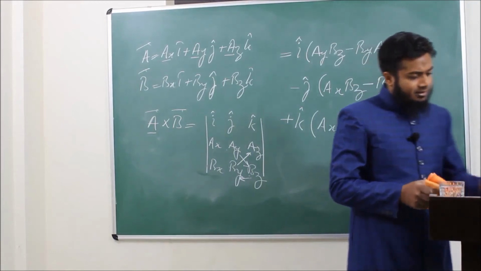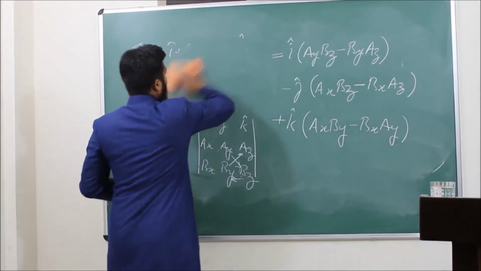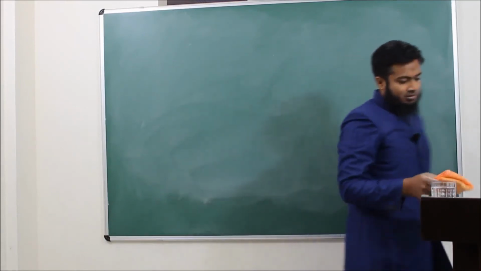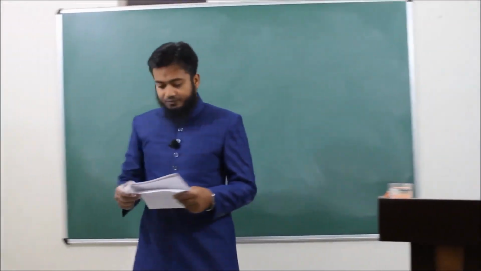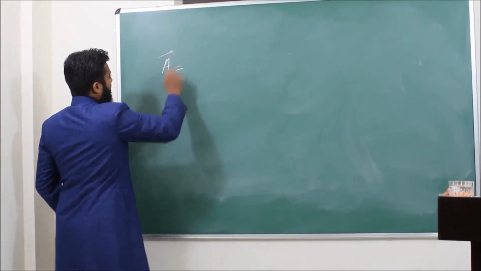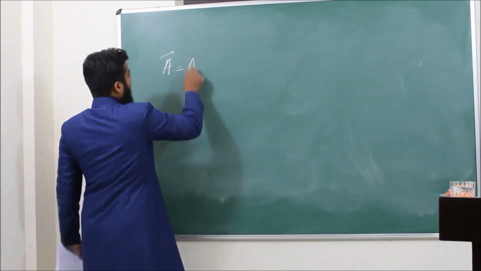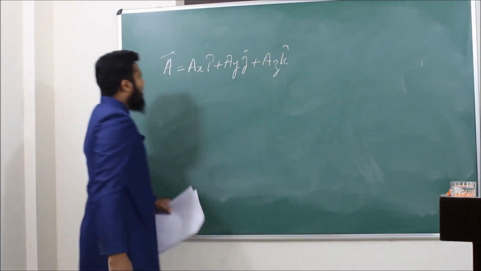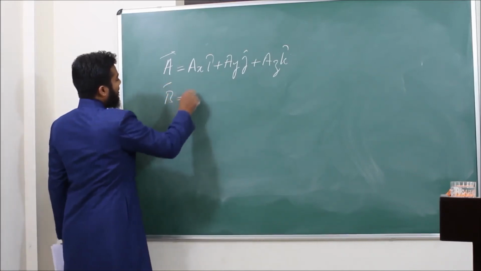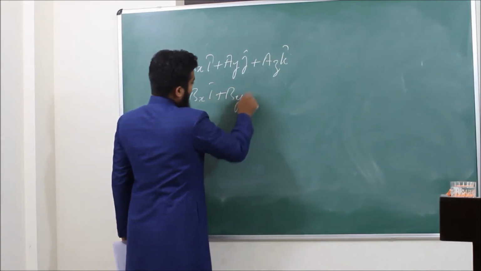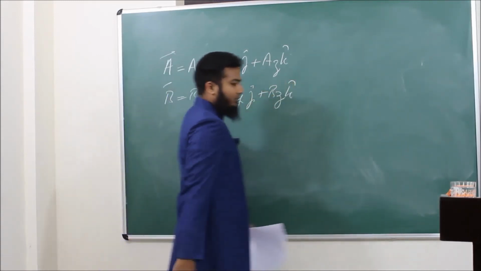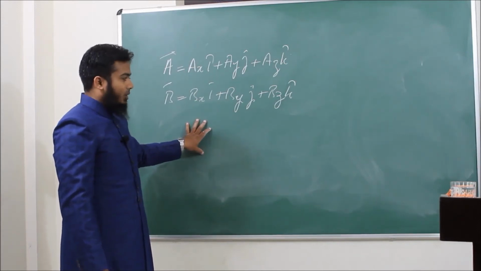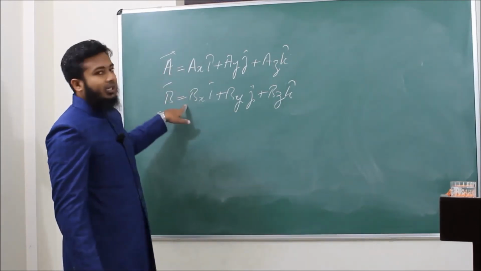Next, let's take a question. So we have this question. Two vectors are given to us, AX i, AY j, and AZ k. So this is a vector in component form, and another vector, BX i, BY j, and BZ k. We have to find a unit vector which is perpendicular to both these two vectors. So the vector should be a unit vector and perpendicular to both A and B.